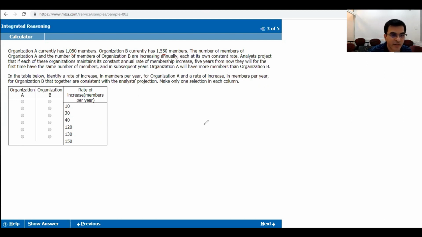So A is starting right now at 1050. B is starting at 1550. They'll keep on adding members year after year at a constant rate. And 5 years later, for the first time, they will converge. And in subsequent years, A will have more than B, which is obvious because A is obviously growing faster in order to catch up. And once they catch up, A will overtake also and move ahead.